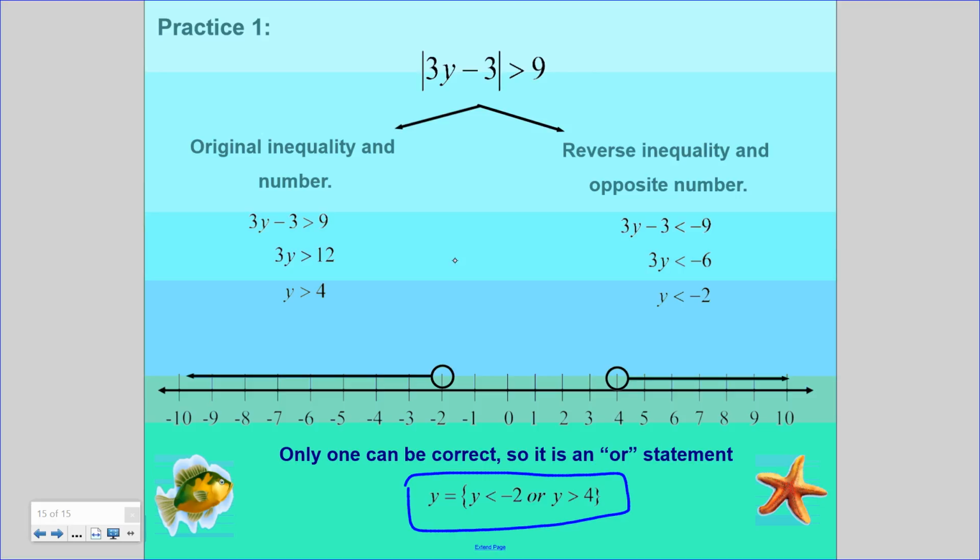If you did combine those all in one, you would have the y in the middle, negative 2, it's opening towards the negative 2, 4 would also work. That's another way you could write your solution.